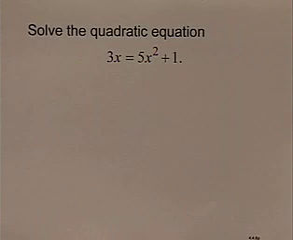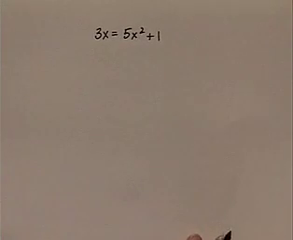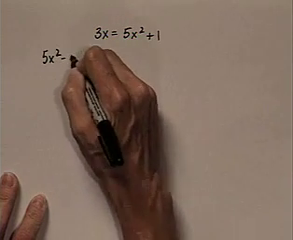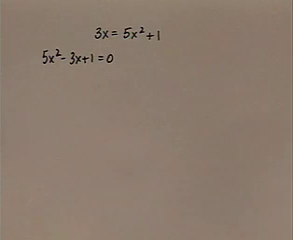Well, let's continue, but put i's and complex numbers into the realm of quadratic equations. Here's what we're going to do. We want to solve the quadratic equation 3x equals 5x squared plus 1. You know that anytime you solve a quadratic equation, you need to set it equal to 0. So let's do that here by subtracting 3x.